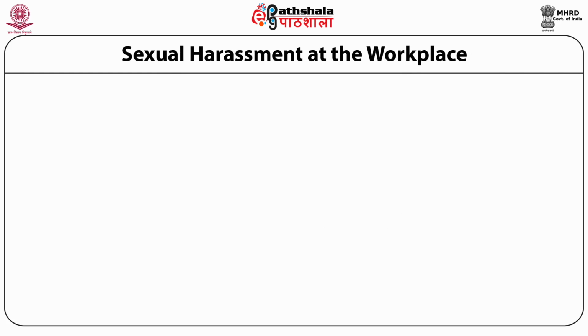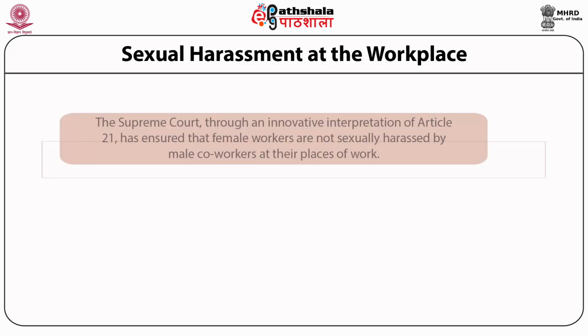In the Vishakha case, the Supreme Court laid down guidelines that essentially prohibited sexual harassment at the workplace. Under Article 141 of the Constitution, the Supreme Court has the power to declare the law of the land. At the time of the Vishakha judgment, sexual harassment was not governed by any of India's laws. The Supreme Court, through an innovative interpretation of Article 21, has ensured that female workers are not sexually harassed by male co-workers at their places of work.